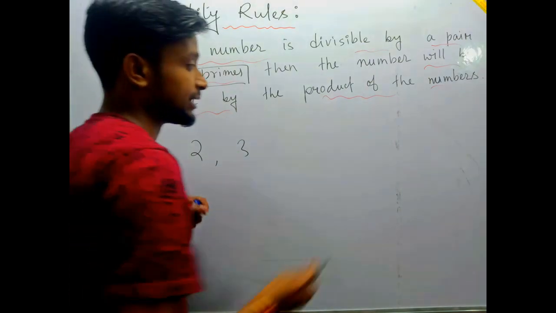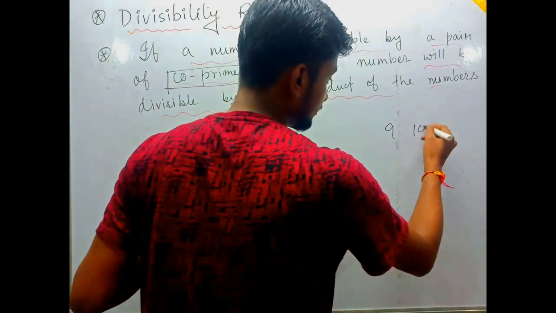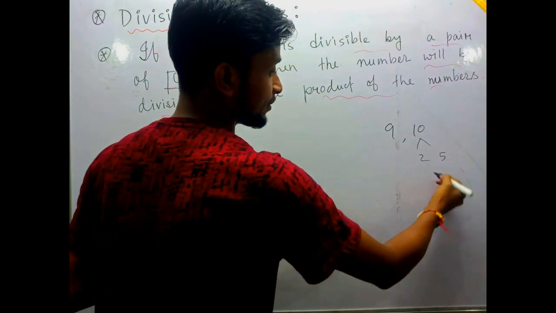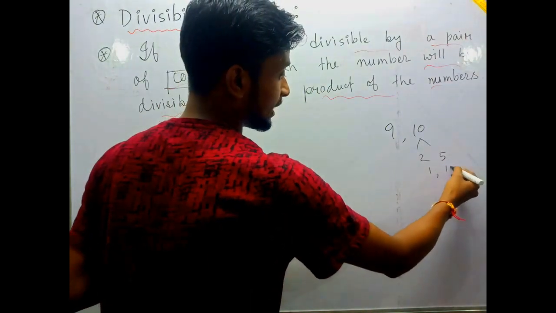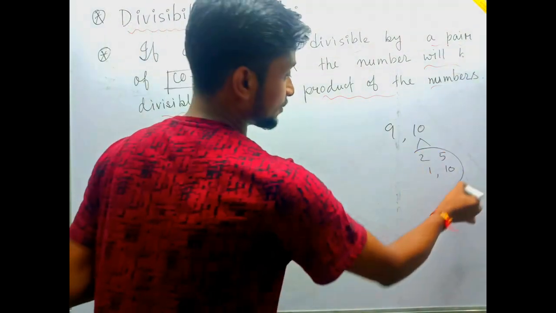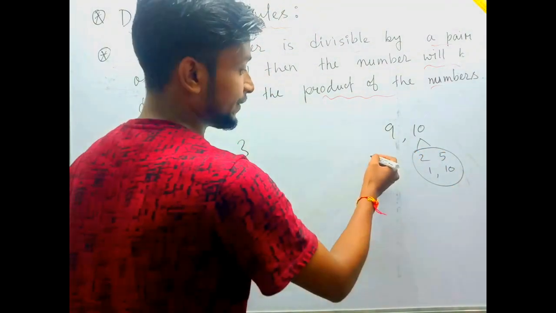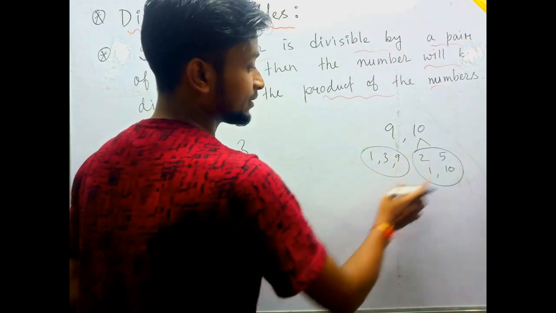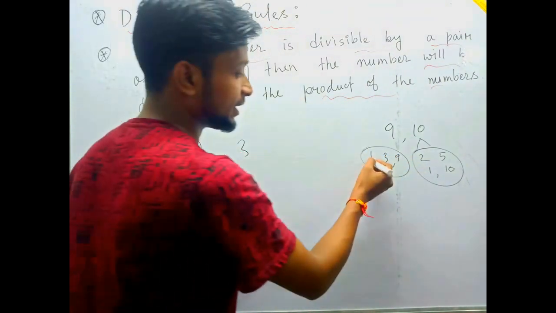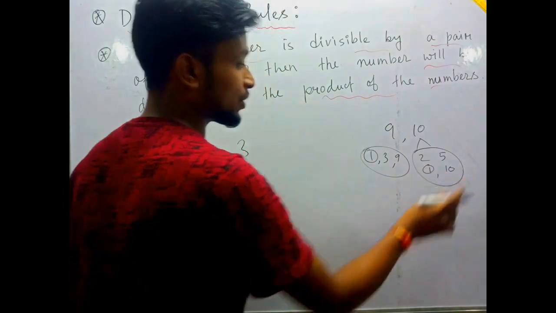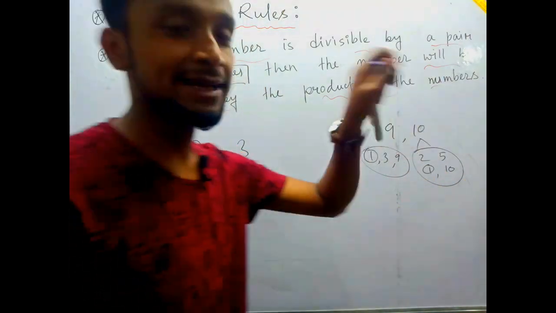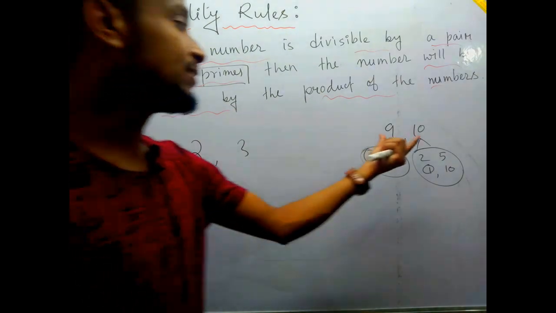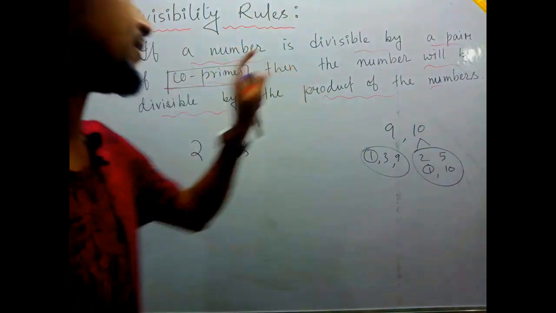Like 9 and 10. 10 can be divided by 2 and 5, or by 1 and 10. These are the factors of 10, and the factors of 9 are 1, 3 and 9. So is there any common factor other than 1? Other than 1 there is no common factor. That is why 9 and 10 are called co-prime. Okay, so this fact holds for such numbers.